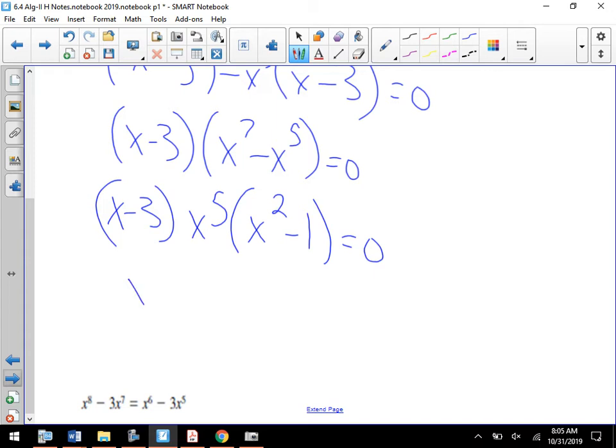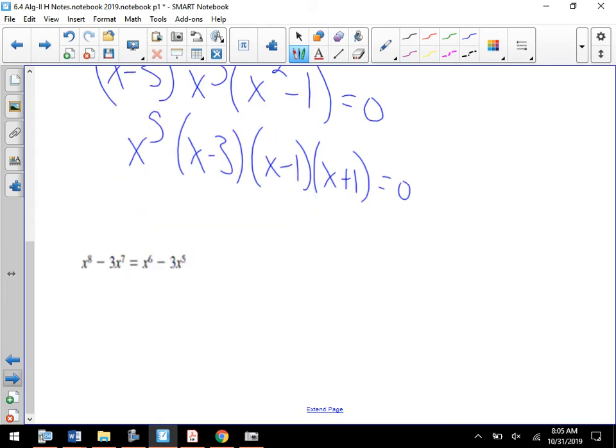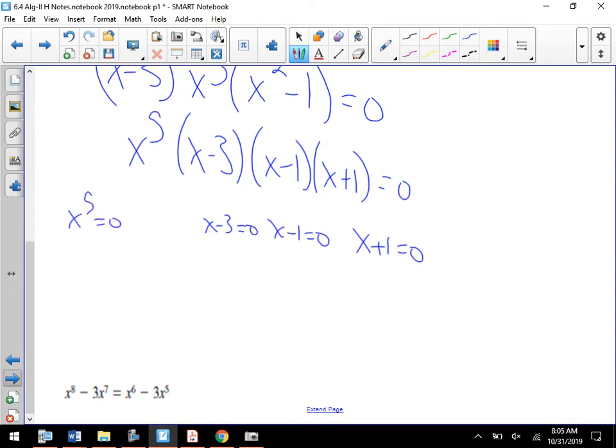Yeah. So if I go x to the 5th, x minus 3, x minus 1, x plus 1 is 0. Yeah. Okay? Each one of those values is its own term. Okay? We set terms equal to 0. All right? So this one, x plus 1 is 0, x minus 1 is 0, x minus 3 is 0, x to the 5th is 0. What does x to the 5th represent?